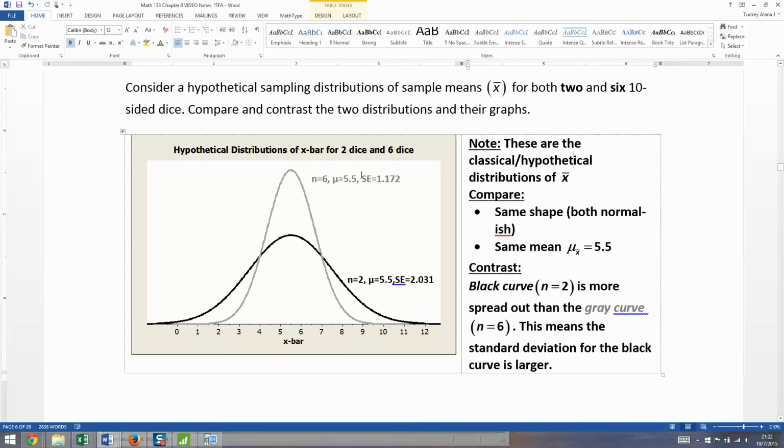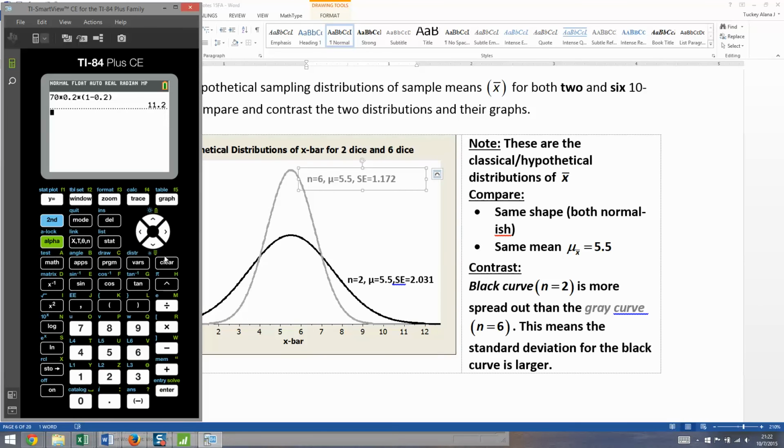So like magic, I just typed it in. Let me see if I can show you how I came up with it. So n is 6 for the gray one. Remember we said that earlier, because it is a larger sample, so it's going to be more squashed in. And now we can see exactly how much more squashed in, because I found the standard error to be that.